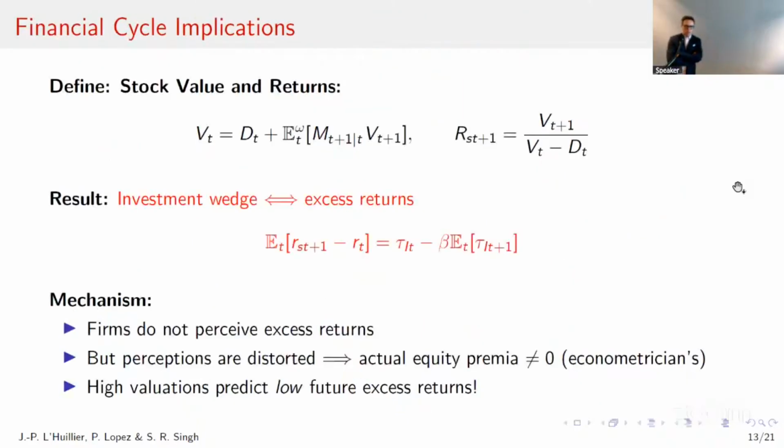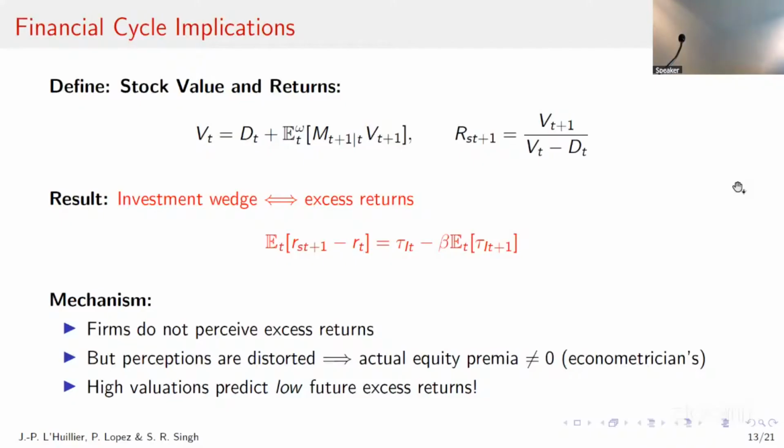Financial cycle implications. We're going to define stock value and returns. The stock value of the firm is the discounted present value of dividends. Because the firm is behavioral, the expectation here is going to incorporate the bias. And the return of the stock is the ex-dividend change in the value. And so here's the result that we get. The investment wedge is tightly linked to excess returns as perceived by the econometrician. That's the equation you have here in red.